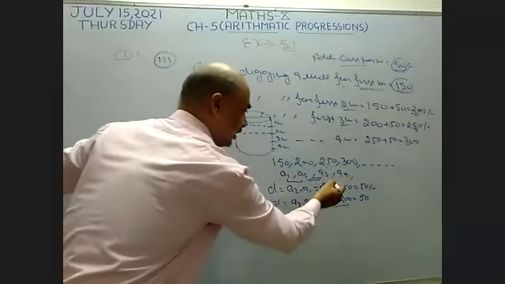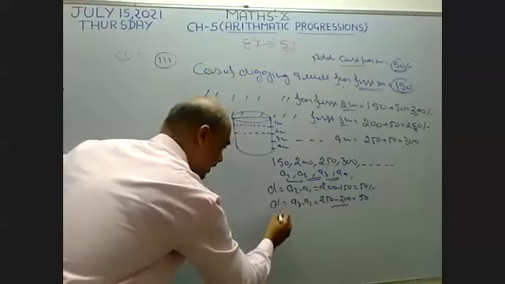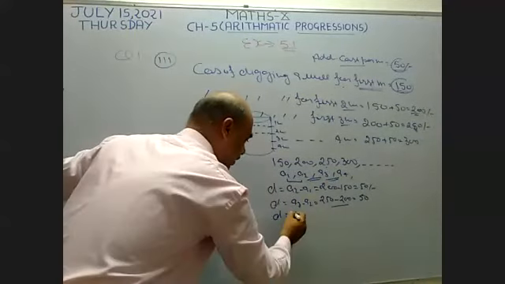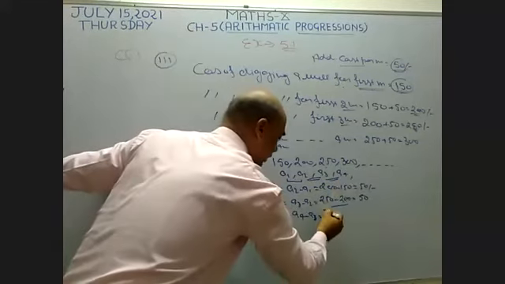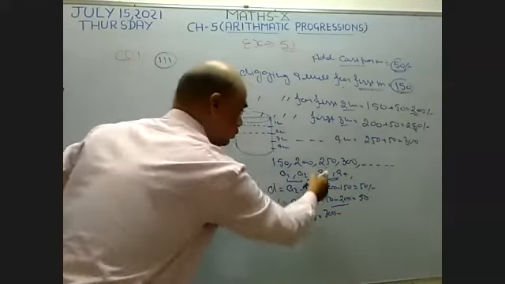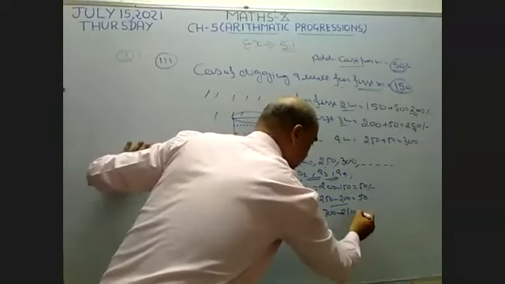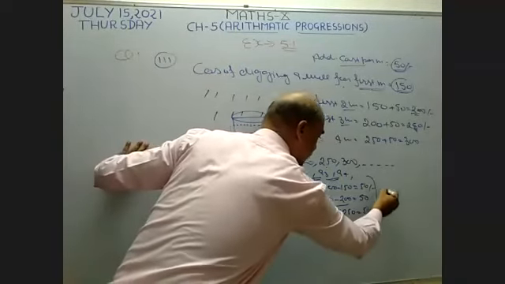Now I want to check the difference between the next two numbers. The next two numbers are the fourth and third term. So write here, fourth term minus third term. So what is the fourth term? 300. What is the third term? 250. Again, the difference of all the terms is the same.